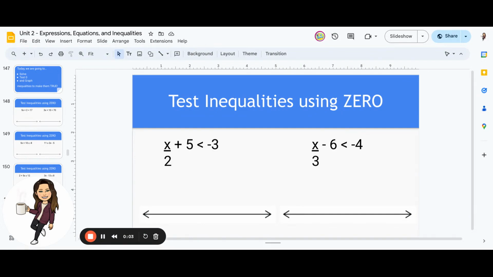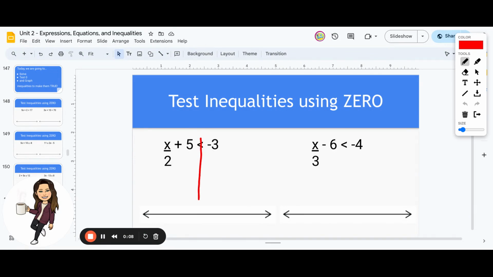All right. So last two. We are going to solve as we normally would. So first step is add or subtract. We're going to take away that 5. And then we've got this x over 2 less than negative 3 minus 5 is negative 8.